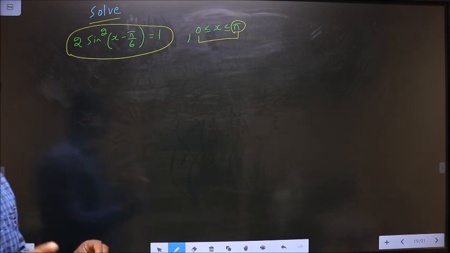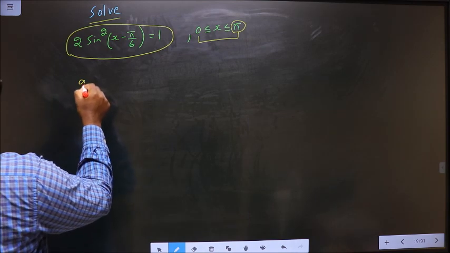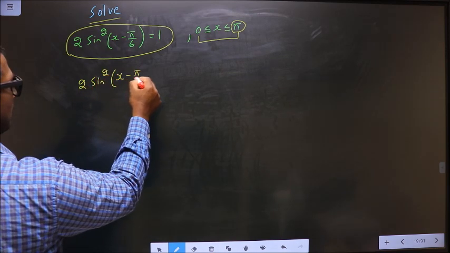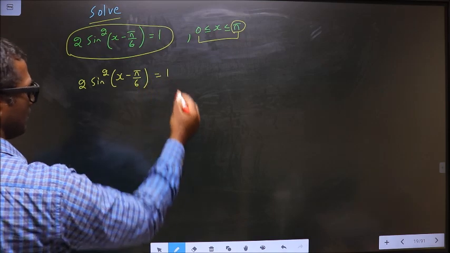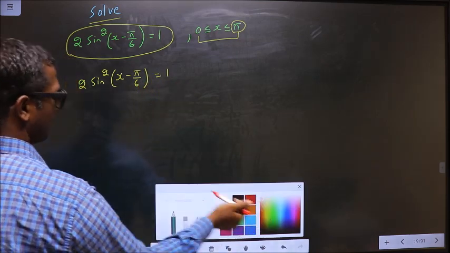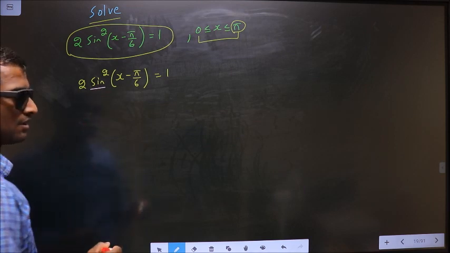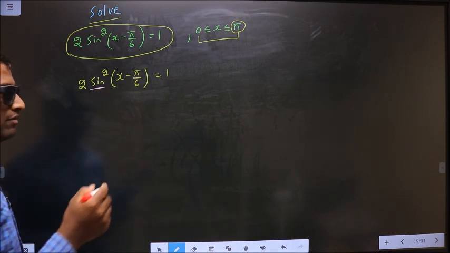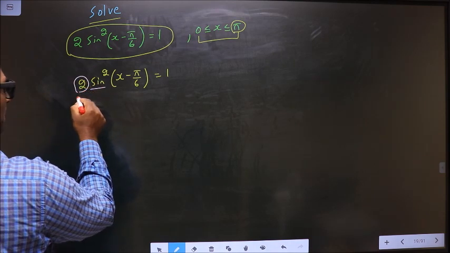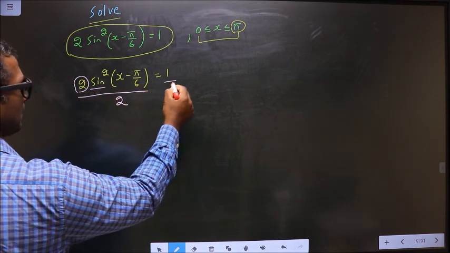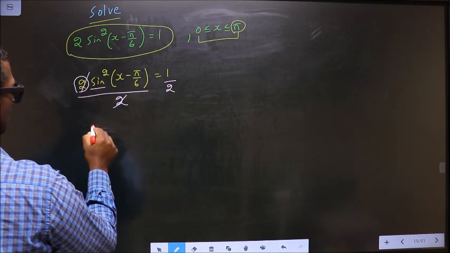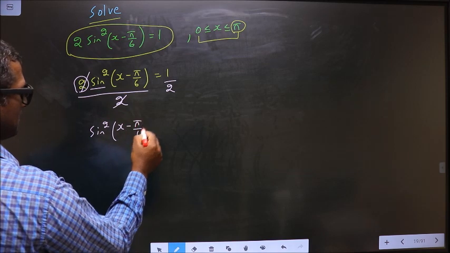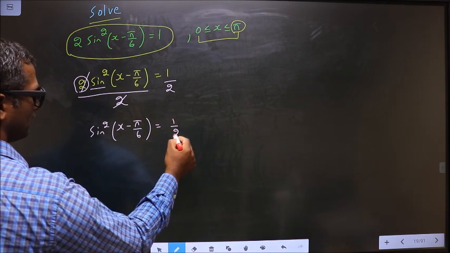Now, the given equation is 2 sin²(x − π/6) = 1. Here you have sine, so you should make sine the subject. To do that, first you should remove the 2. To remove the 2, you divide by 2. So you get sin²(x − π/6) = 1/2.